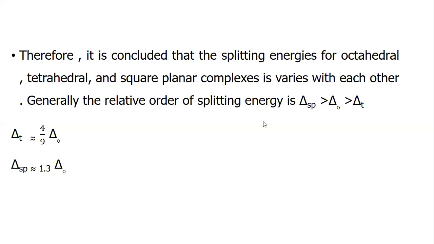It is concluded that the splitting energies for octahedral, tetrahedral, and square planar complexes vary with each other. Generally, the relative order of splitting energy is delta sp, delta naught, and delta T. Delta T equals 4 over 9 delta naught.